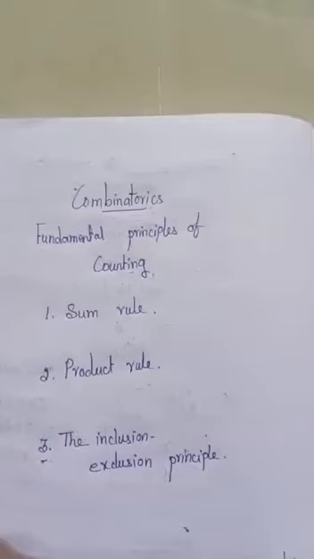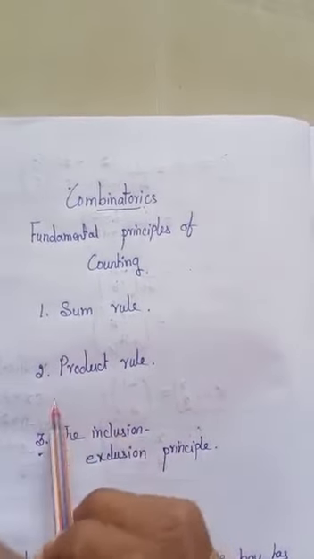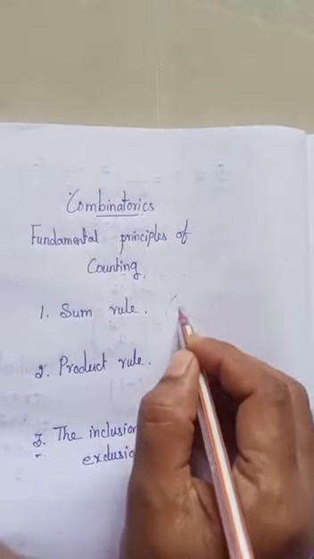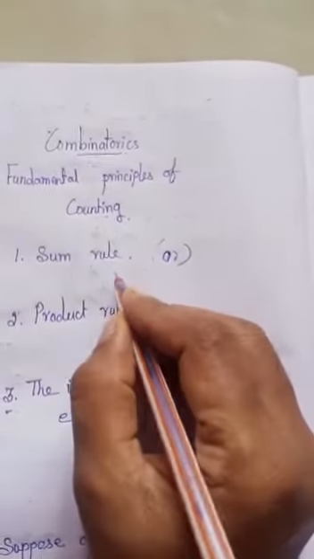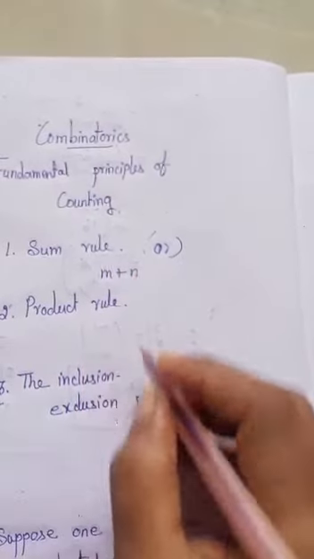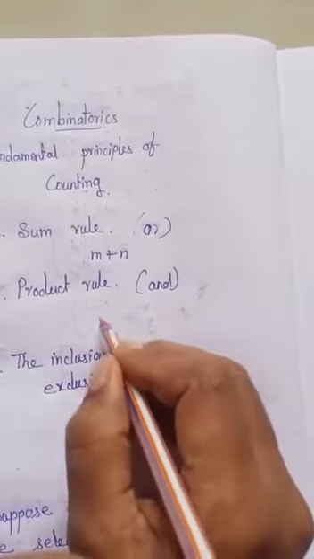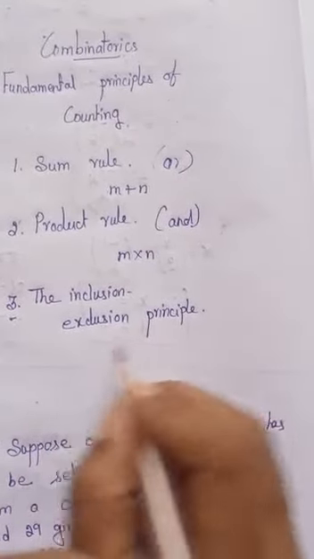It's very simple. By doing the sums, it will be very much understood. See the fundamental principle of counting. Once again we recall it: sum rule, product rule, the inclusion-exclusion principle. Sum rule, or in the question if it is asked this or that, we have to use the sum rule, m plus n. Product rule means and, both we need. So m into n. Inclusion, both will be doing simultaneously.